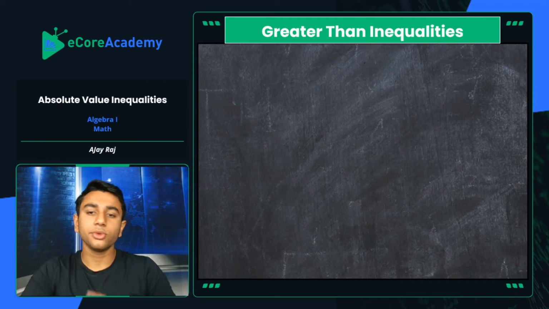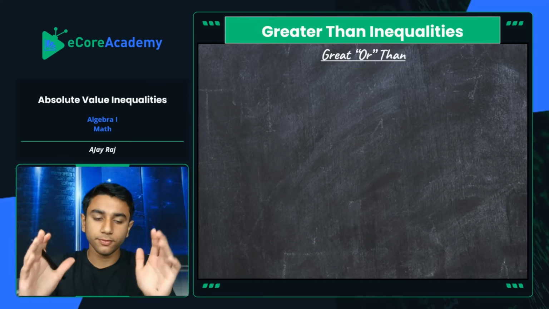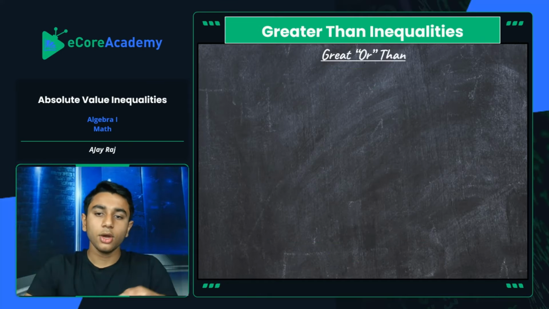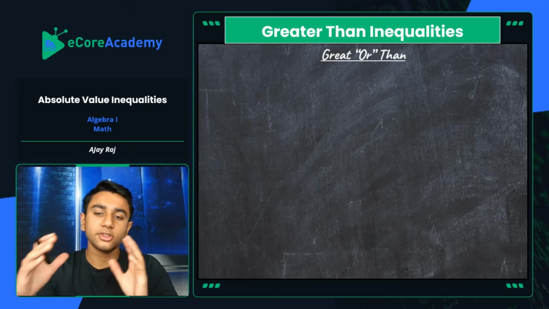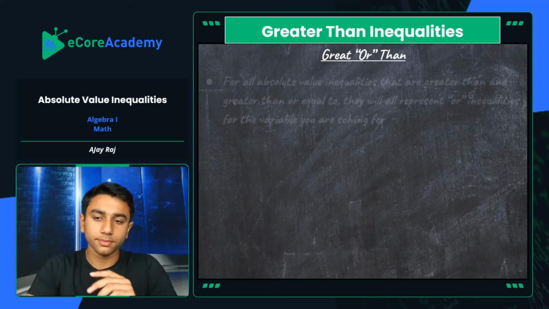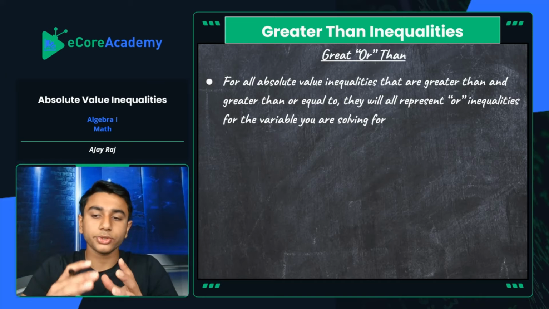So let's move on to greater than inequalities. One way that I really like memorizing greater than is actually looking at greater, that first part of that greater than statement. We have "great-or," so we have great-OR as an acronym. This means that it's going to be an or statement for greater than. So all absolute value inequalities that are greater than and greater than or equal to will represent or inequalities for the variable you're solving for.